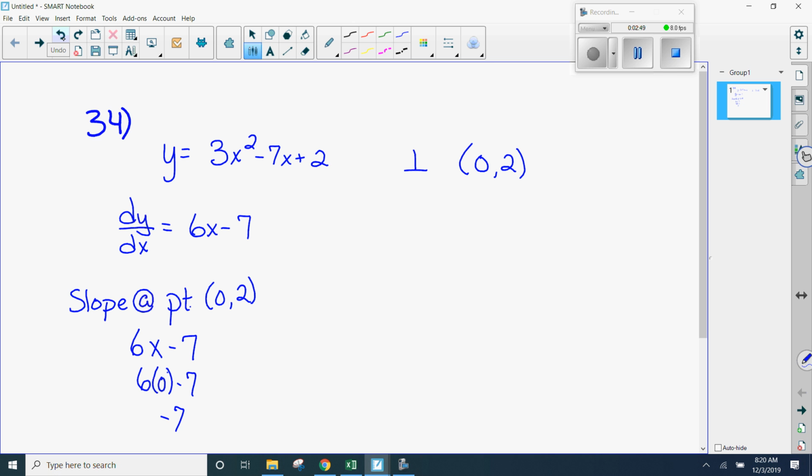So the slope that we are actually going to use to come up with our equation for a line, the slope of the perpendicular, will be 1/7, the negative reciprocal. So we want an equation for a line that has a slope of 1/7 and goes through the point 0, 2. So how do we write that equation for a line?